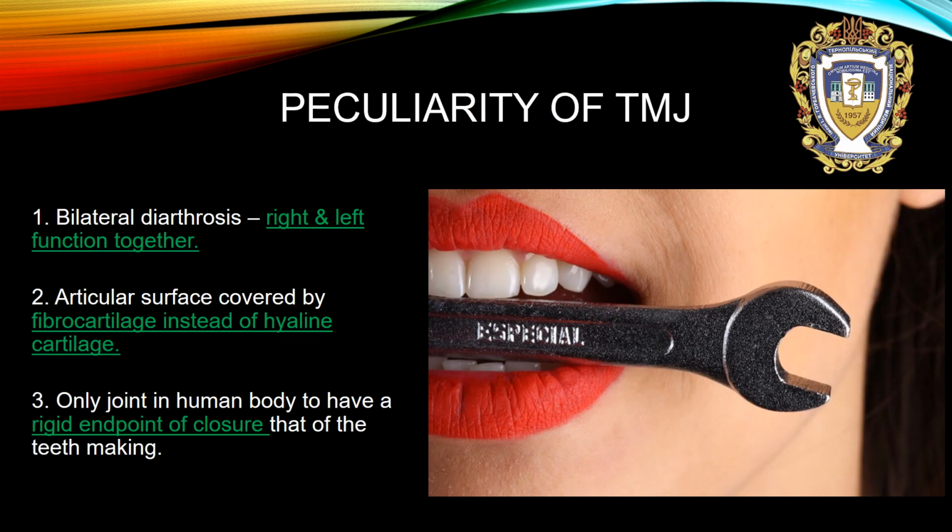Let's stop at peculiarities of the temporomandibular joint. First one, the joint is bilateral diarthrosis. What does it mean? It means that right and left function together. Second one, articular surface covered by fibrocartilage instead of hyaline cartilage. Third peculiarity, it is the only joint in the human body to have a rigid end point of closure, that of the teeth making contact.